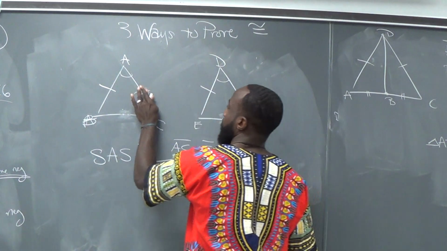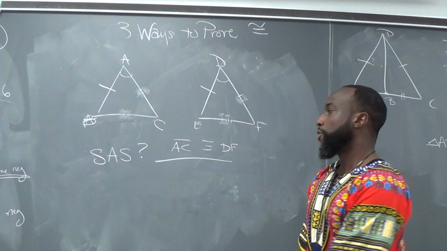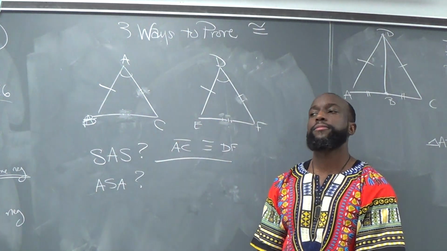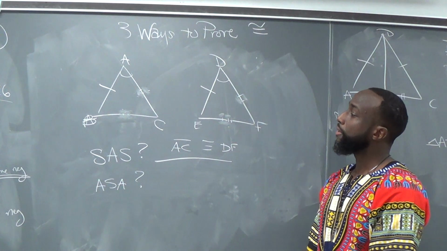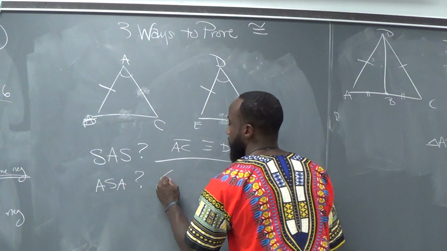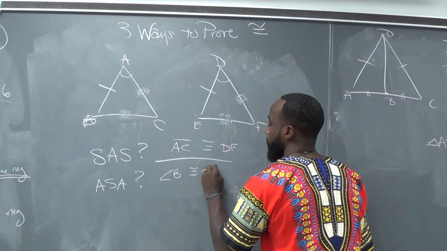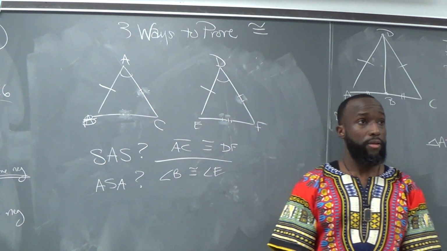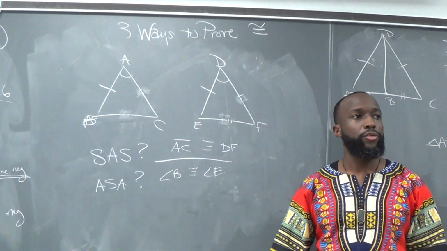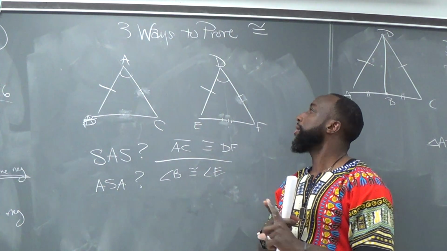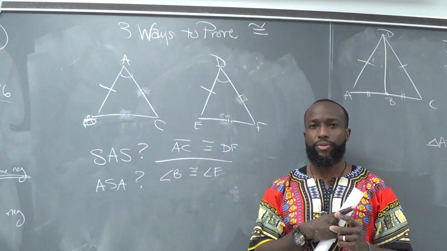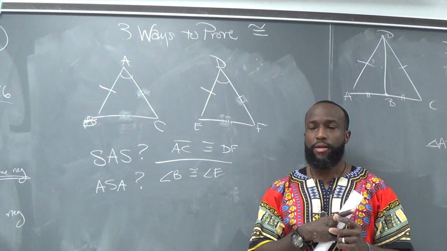Good. And what about for angle, side, angle? What would you need? Angle B is congruent to angle E. Very good. How do we feel about this? So tomorrow we're going to look at some angle-side-angle proofs and some side-angle-side proofs.